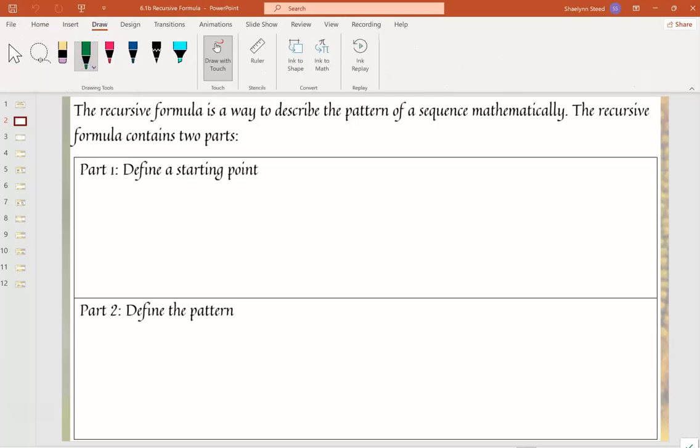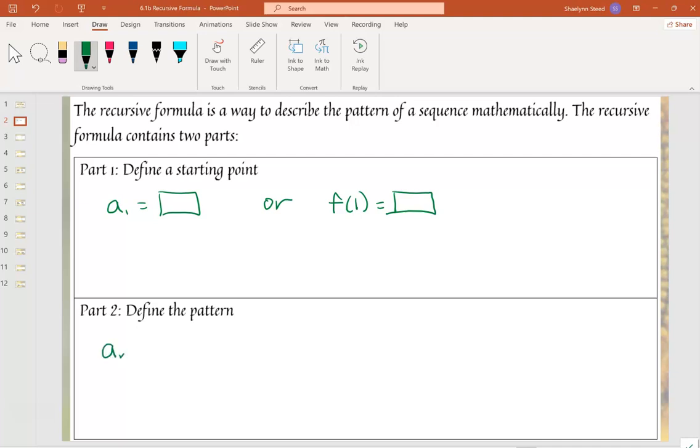Generally, you're going to define the starting point by either using subscript notation, saying a sub 1 equals whatever the number is, or you would use function notation, which would be f of 1, meaning the first term. If you were using the second term, you'd use 2, equals a number. You always have to define where you start.